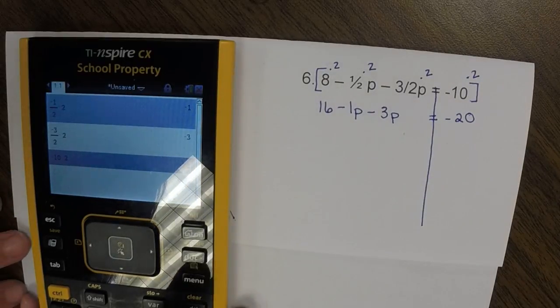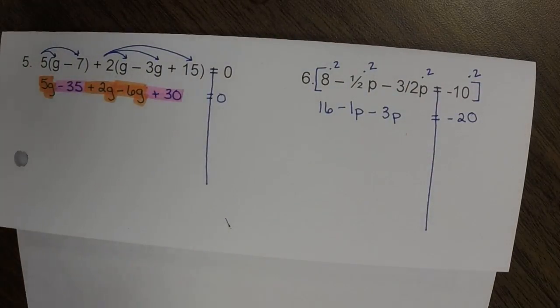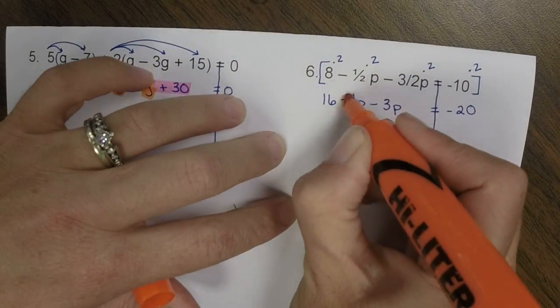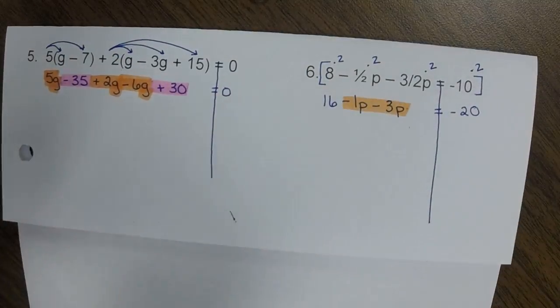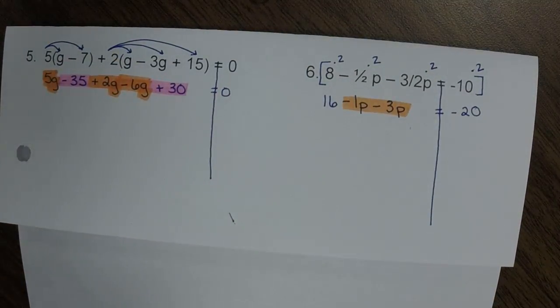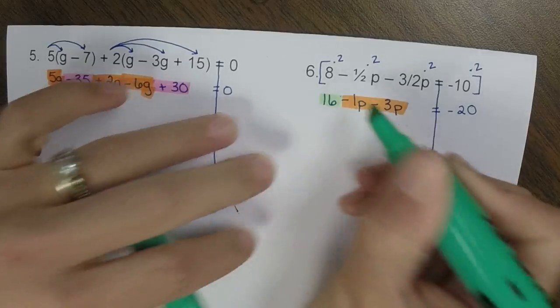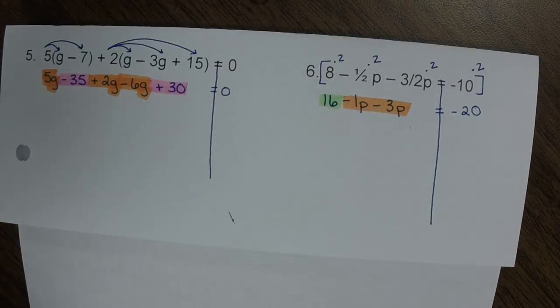So then from here, you do have some like terms that you can put together. So I've got a negative 1p and a minus 3p. And then I've got that 16 that would go by itself. So from there, see if you guys can set it up and solve. Remember, if you have questions, just ask.